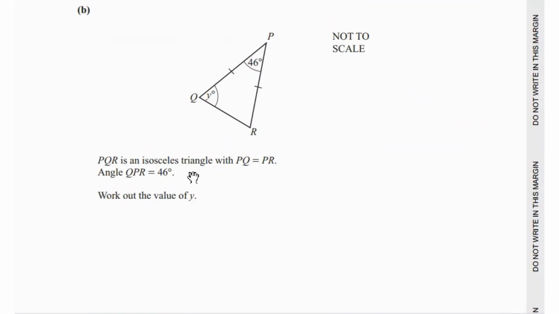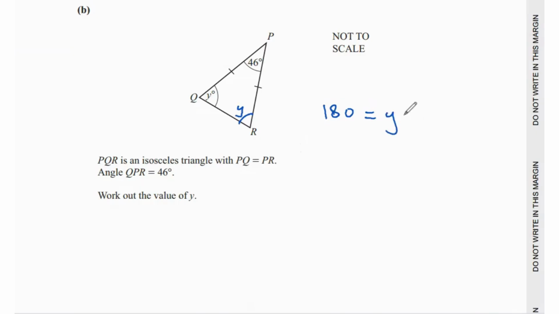Then PQR is an isosceles triangle with PQ equal to PR. Angle QPR is given as 46. Work out the value of y. So if these two lengths are equal, these two angles are also going to be equal. The sum of angles in a triangle is 180. Once again, the sum of angles on a straight line is also 180, and the sum of angles in a triangle is also 180. If it's the sum of angles in a quadrilateral, then the angles add up to 360.